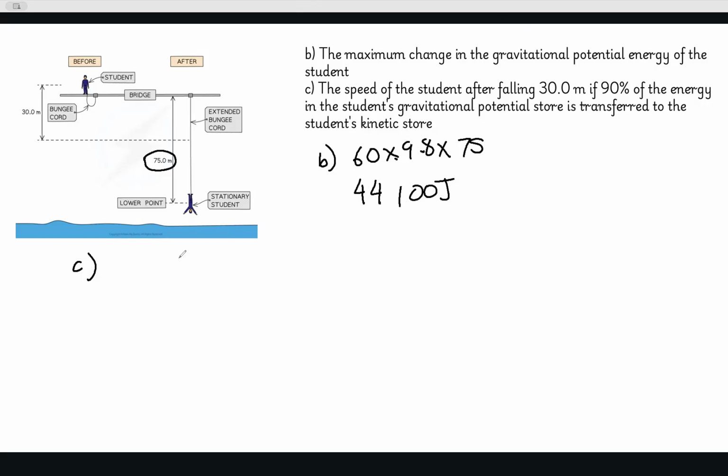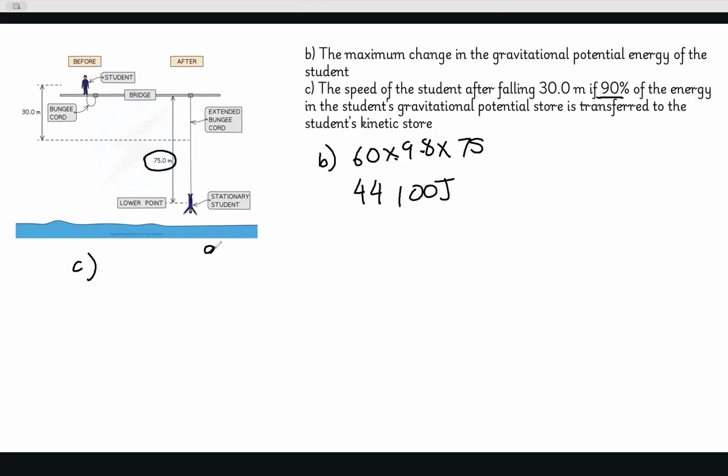Now, for part C, this is really quite a difficult example. But the speed of the student after falling 30 meters, if 90% of the energy in the student's gravitational potential store is transferred to the student's kinetic store, we're going to have to use both of our formulas. We're going to use kinetic energy and gravitational potential energy. And we're given this 90% here as well. So we were told that 90% of the potential energy is transferred into kinetic energy.